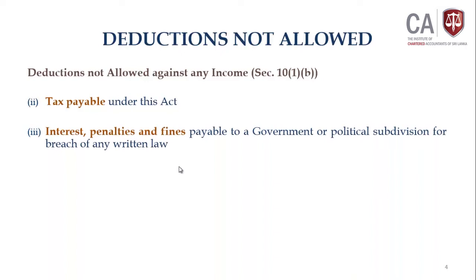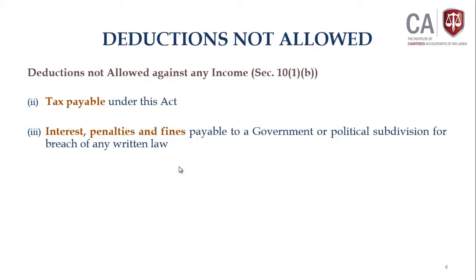The third disallowable item is interest, penalties and fines payable to the government or political subdivision for breach of written law. So, when you are paying any interest, penalty or fines to the government or a political subdivision for breach of law, those expenses are not allowable. So, the intention is very clear. These are not legal expenses, no. These expenses are incurred for non-compliance of law, because of breach of law.